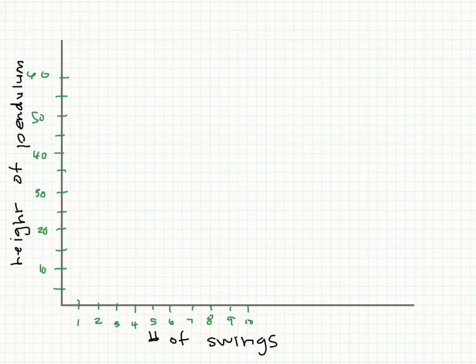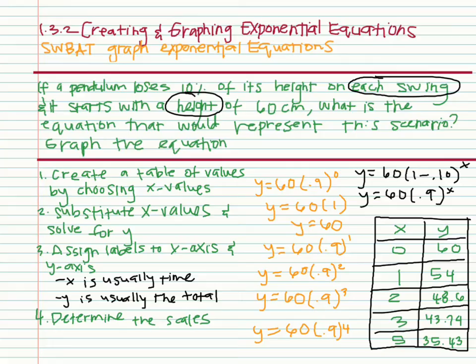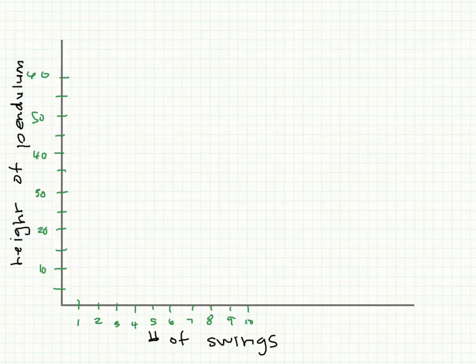All right, now we have this nice table of points right here. We're going to take these points and plot all of them. We have the point 0, 60. So I'll go right over here to 0 and we're going to plot our first point there. 0, 60. And if you take a look at our table, the next one is at 1, 54. So I'm going to go over to 1 and then almost all the way up to 55. We're going to start just below that at 54.